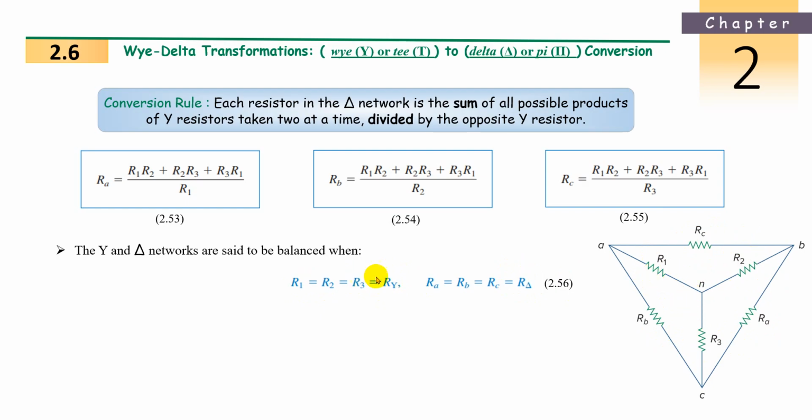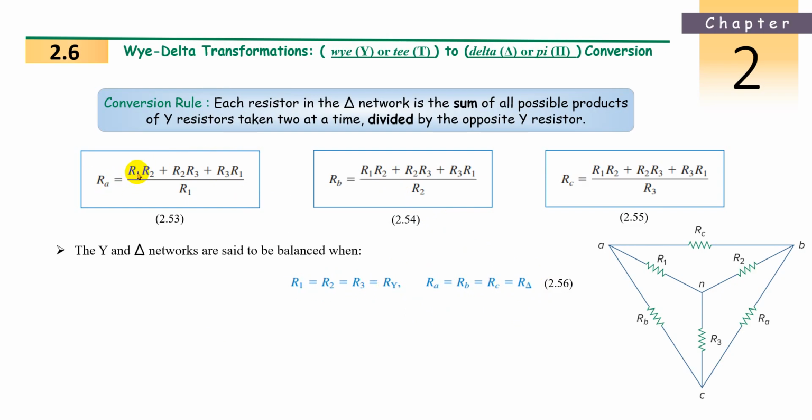So if these are equal, then they are called balanced. Then I can denote all 3 resistances of the Y network as RY and the delta network as R delta, that is RA, RB, RC. Now if you substitute these values in this, what happens? Now substitute RA, RB, RC.